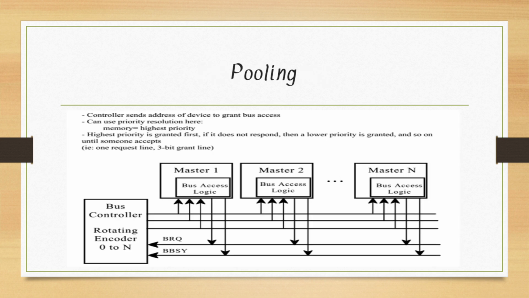And the next one is polling. The controller sends the address of a device to grant bus access. It can use priority resolution because the memory has the highest priority. Each master has a bus request and bus grant signal from the bus controller. Which one is the highest priority? The bus controller gives the bus grant to the highest priority. If it does not respond, then the lower priority is granted. Here there is one request line and 3-bit grant lines in the polling type.